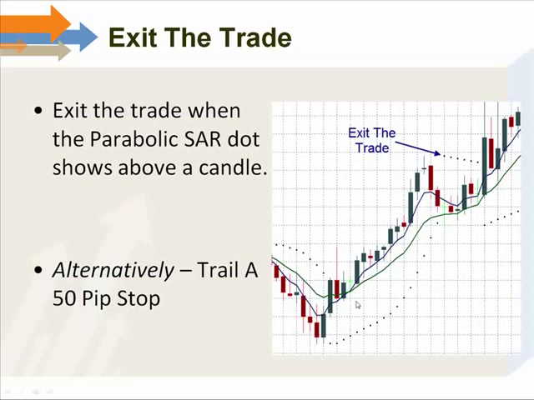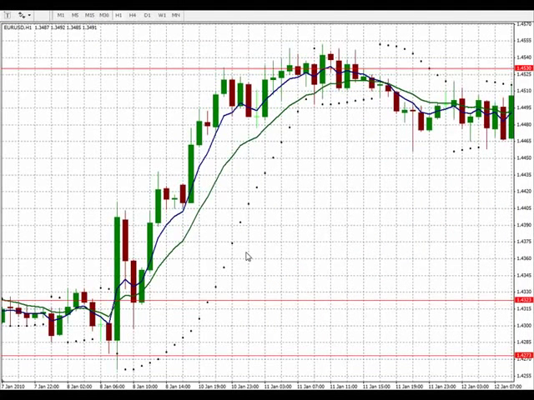We stay in this trade until the parabolic SAR dot appears above a candlestick, which in this case happened here. And alternatively, if you wanted to use the other method of exiting a trade with this system, you could trail your stop at 50 pips and hopefully ride out the trend. When you're just starting out, use this method: exit the trade when the parabolic dot appears above a candlestick. Let's take a look at this on some real charts in MetaTrader and show you some real examples of long trades.